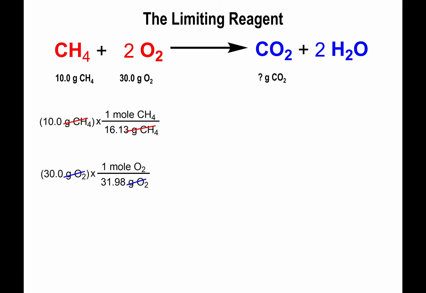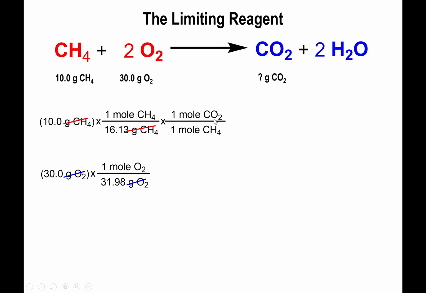Okay, so here we go. We're going after CO2 since we want to find out the mass of CO2 anyway in this problem. So we look at CH4. There's one CH4 for every one CO2, so this ratio is going to be 1 to 1. But looking at O2, there's two molecules of O2 for every one of CO2.